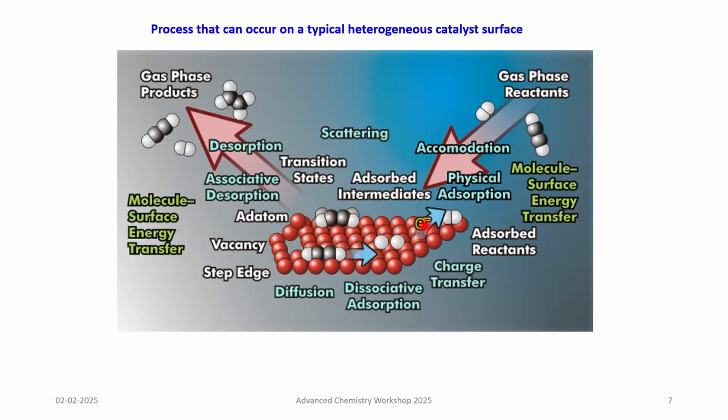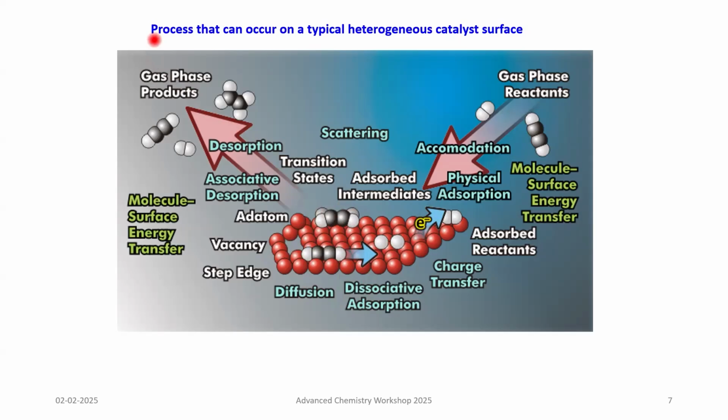And then there can be interaction between this molecule and the surface. Then electron transfer can take place, right? In all these cases, you see there are so many things happening here. Gas phase reactants come here, they physically adsorb. Then you have a variety of intermediates, adsorbed reactant. There is a charge transfer. And then the molecule can get dissociatively adsorbed and diffuse from one place to another, and then finally they form a product, and this product is the one which is going to come out. So many complex processes are taking place before you get your product.